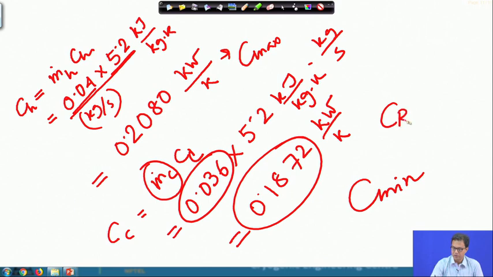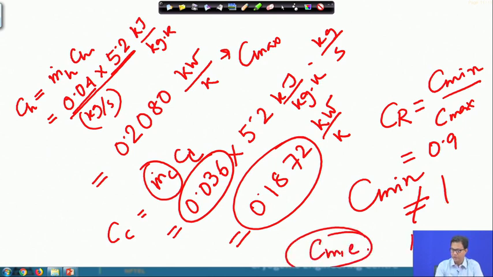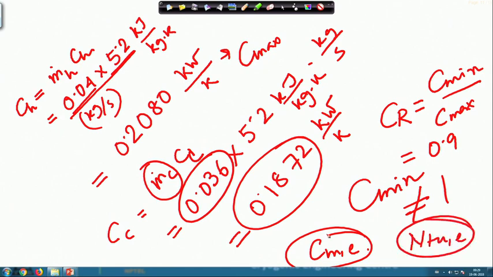So, we can now try to find out the CR, that is equals to C mean by C max, and that will come out to be 0.90. So, this is not equals to 1. So, we know that the capacity rate ratio Cm equivalent we have to find out. We have to also find out the NTU equivalent. So, we will find out the appropriate relation to calculate the CME and NTU effective, and then we will proceed to the calculation of the values of the effectiveness.